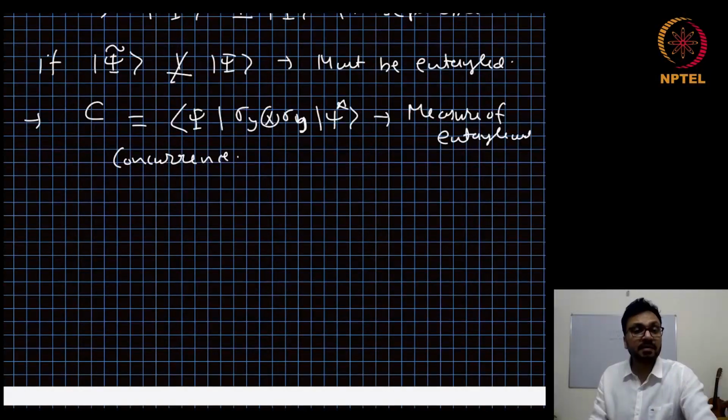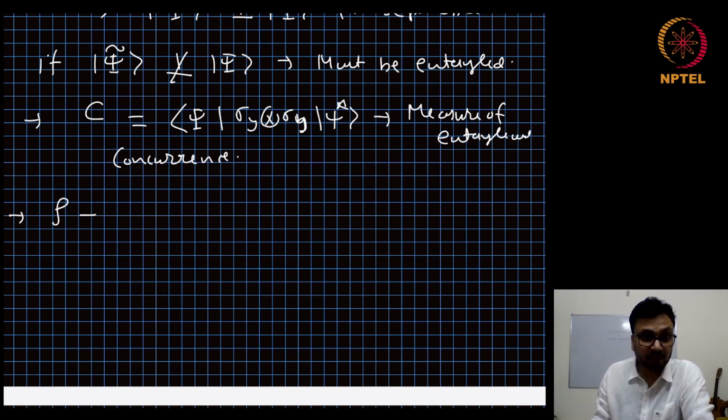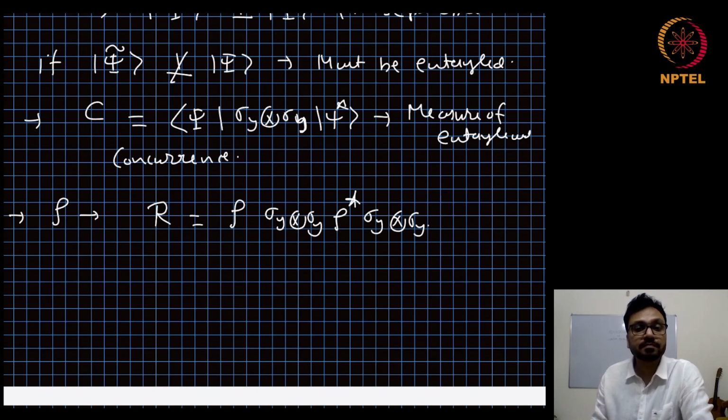Now we extend the same idea to density matrices. So how to calculate concurrence for a density matrix? If we have a density matrix rho, from here we find a matrix R defined as rho times sigma y tensor sigma y, rho star, sigma y tensor sigma y. So we start from rho, and we calculate a matrix R, which is defined as rho times sigma y tensor sigma y times rho star times sigma y tensor sigma y.